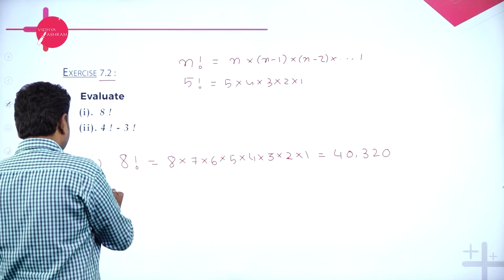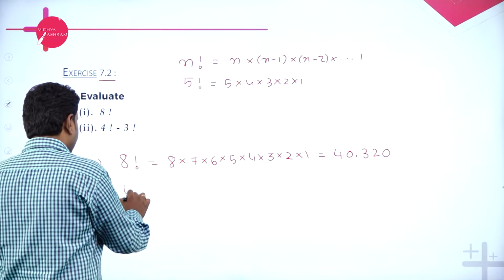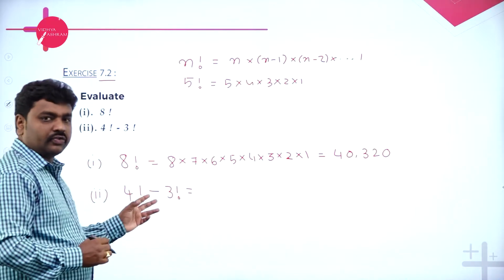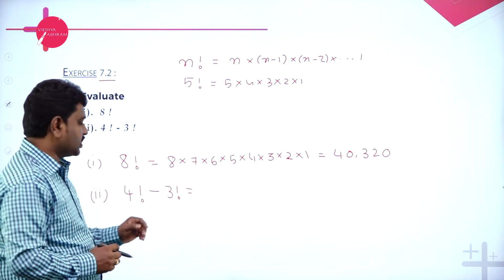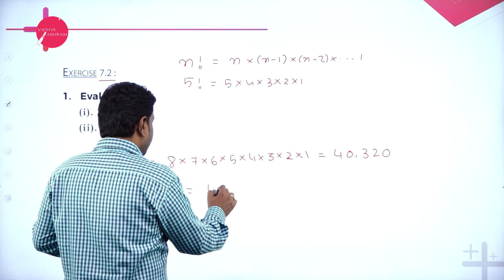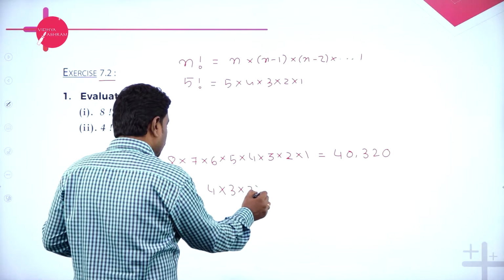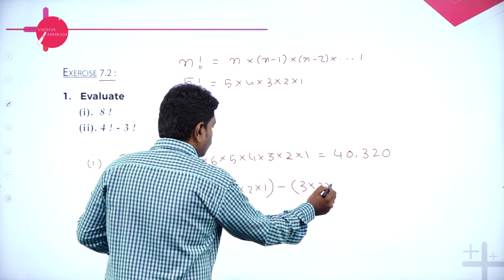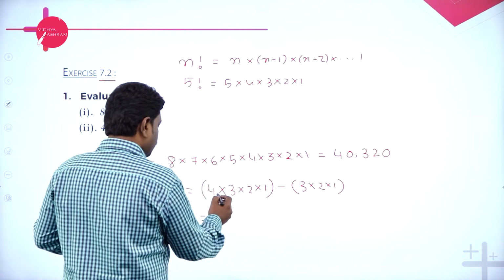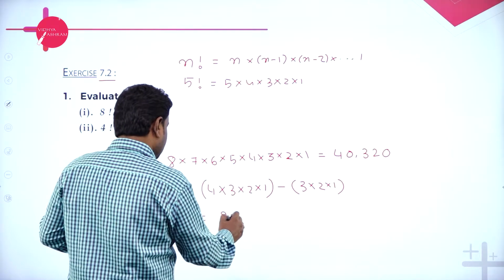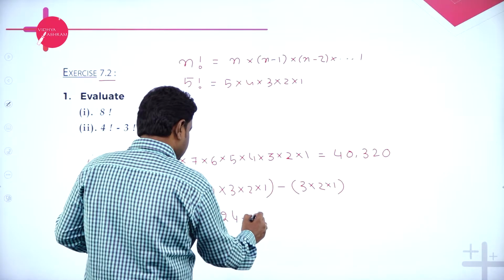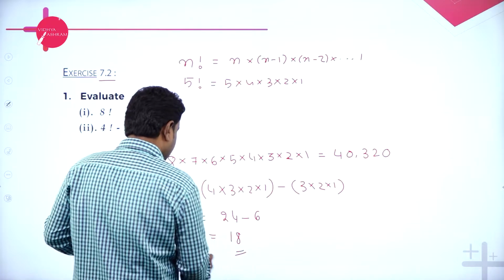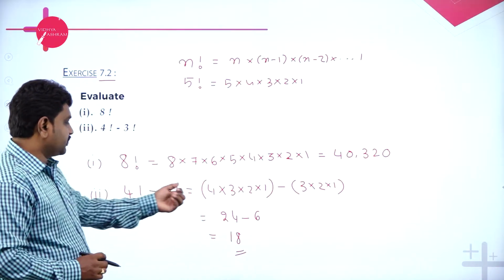Then they want the second one, 4 factorial minus 3 factorial. So calculate 4 factorial and 3 factorial and subtract. What is 4 factorial? 4 into 3 into 2 into 1, minus 3 factorial, 3 into 2 into 1. That is, 4 3s are 12, 2s are 24, minus 3 2s are 6. 24 minus 6 is what? 18.